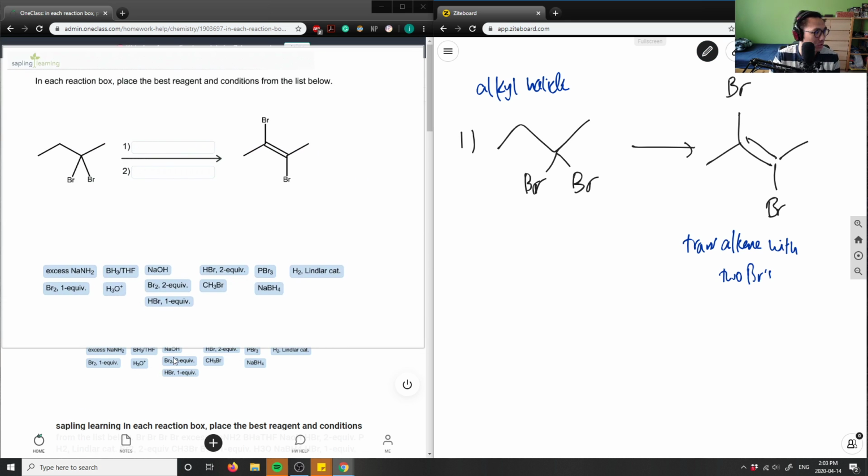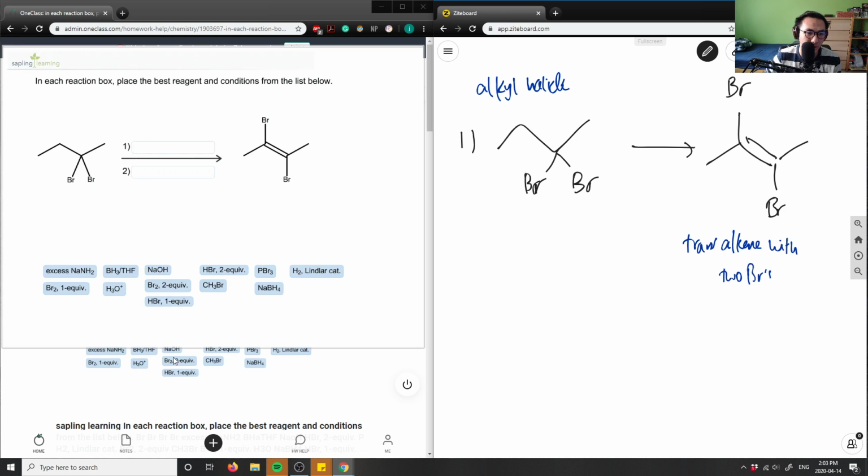I zoomed in, that's awesome. So what I have here is excess NaNH2, which is sodium amide. That's a base, so we can actually use that. That's a great way for us to deprotonate and eliminate our bromines, so it creates a double bond. That's good. BH3·THF with water would give us an alcohol instead, so that's not it.